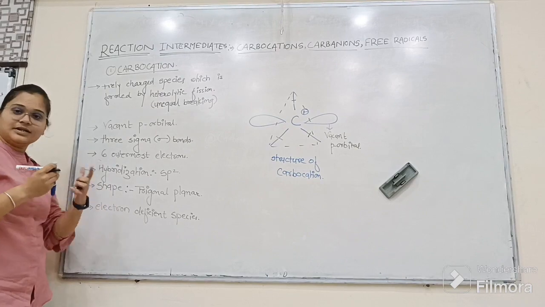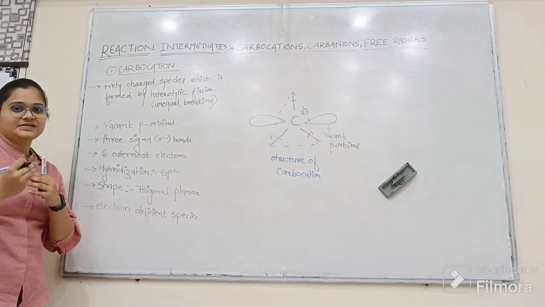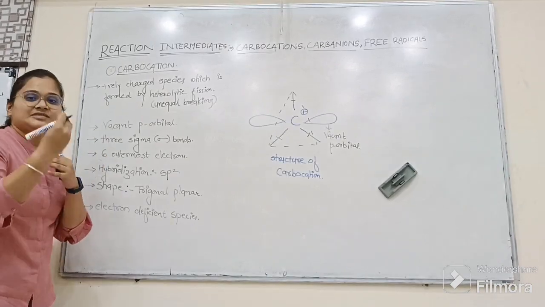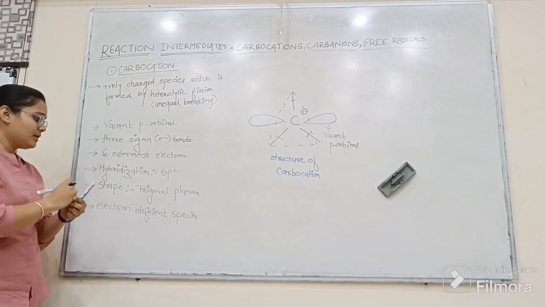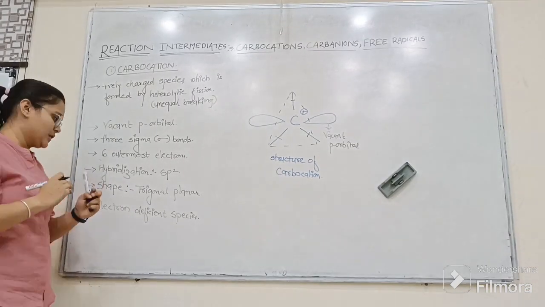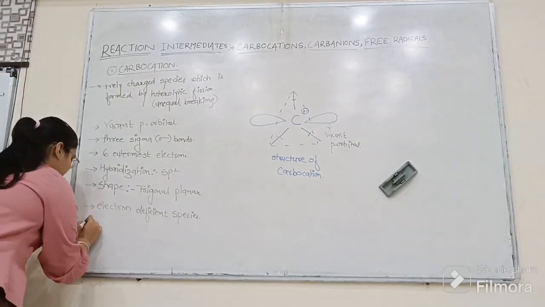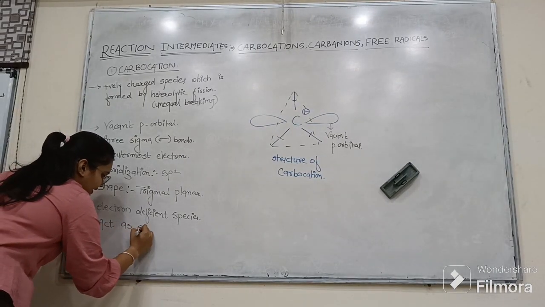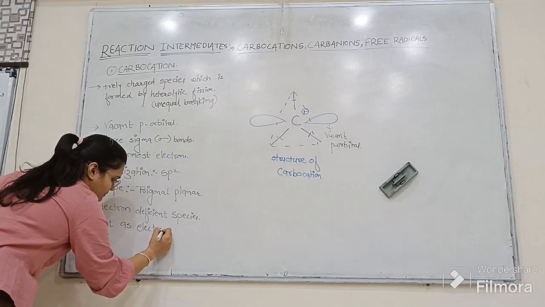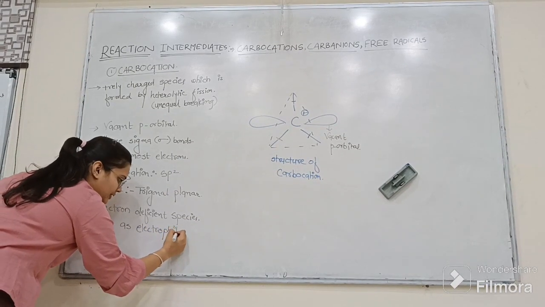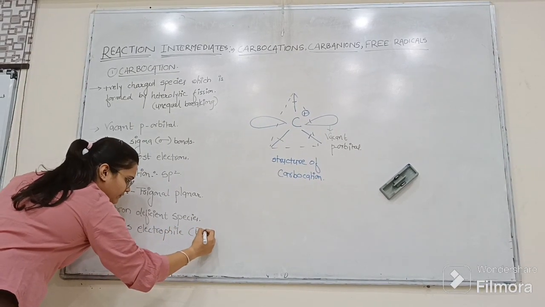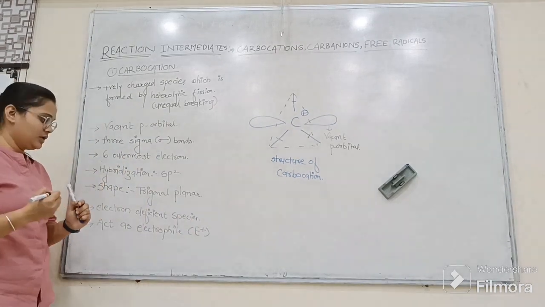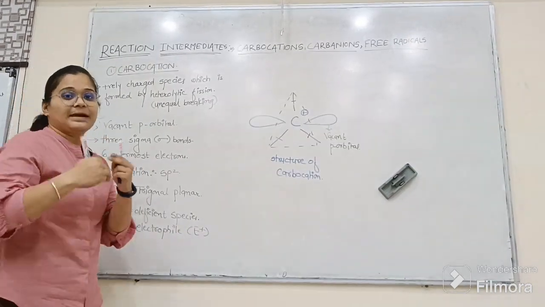It has to attain stability, no? So it requires certain electron-rich species which can be attached to it. So I can say carbocations act as electrophiles, or it consists of positive charge, E plus. Okay, so now let's discuss the stability here.